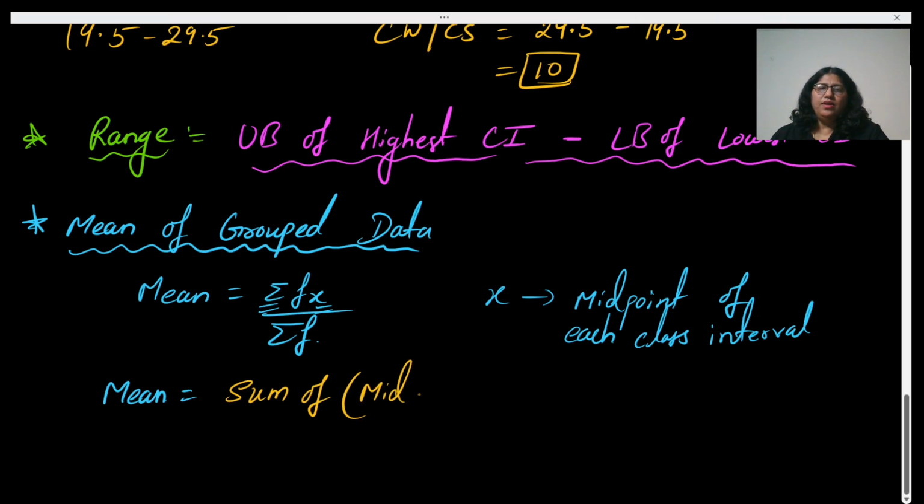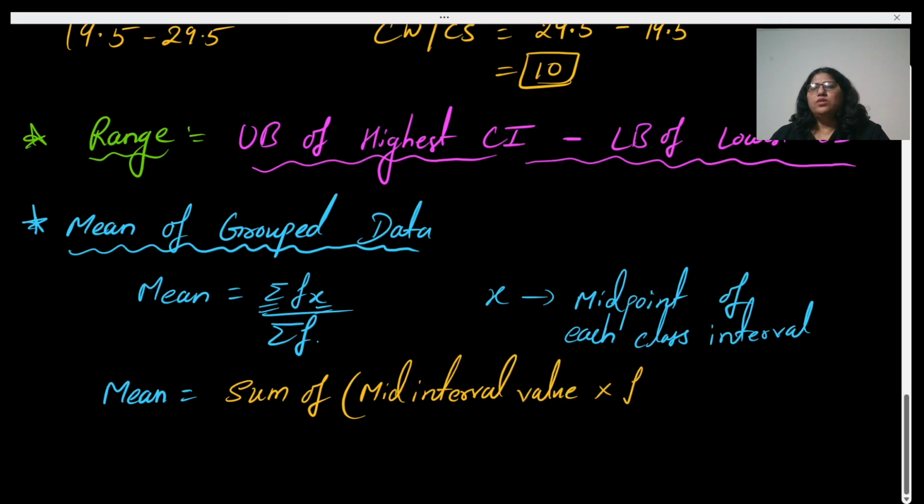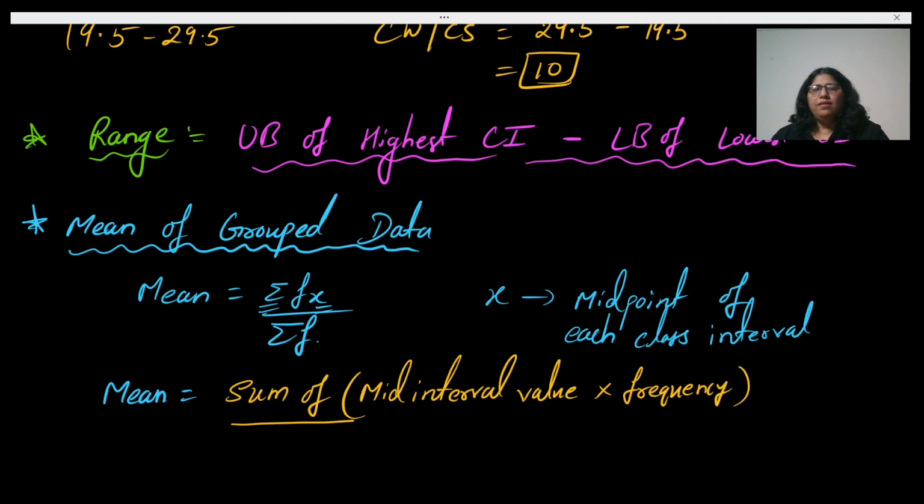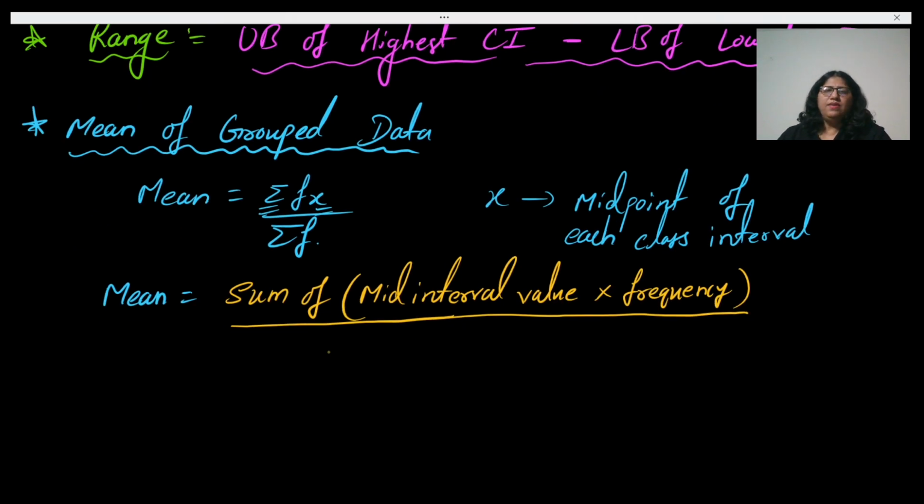Mid interval value means the mid value of each class interval times the frequency of the class interval. So here you are going to take the respective frequency, divided by the total number of observations, or total frequency here. Frequency means number of observations. So here it is the total number of observations, right? You need to remember this.